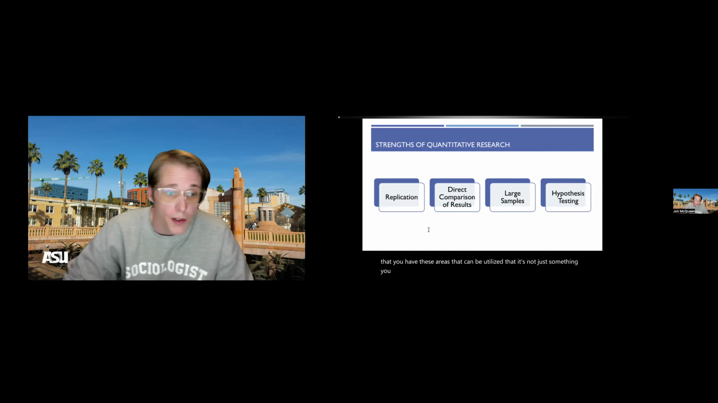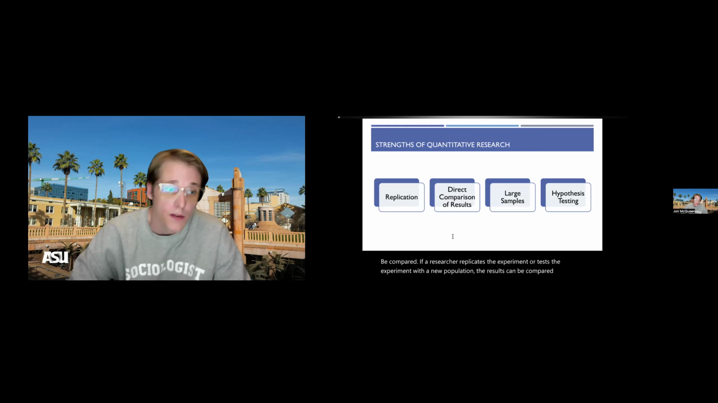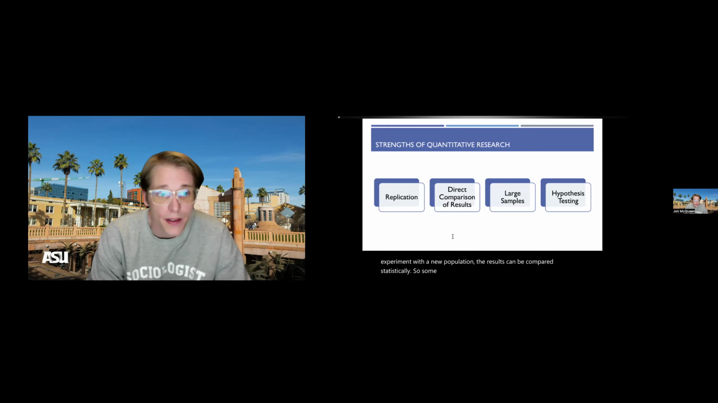So replication is important, as mentioned, for those reasons, and quantitative research is also useful because its results can be compared. If a researcher replicates the experiment or tests the experiment with a new population, the results can be compared statistically. So some researchers conduct meta-analyses in which they pull statistical data from many different research studies and compare them. And this is possible because they are numerical in nature. You utilize common statistical analysis techniques.